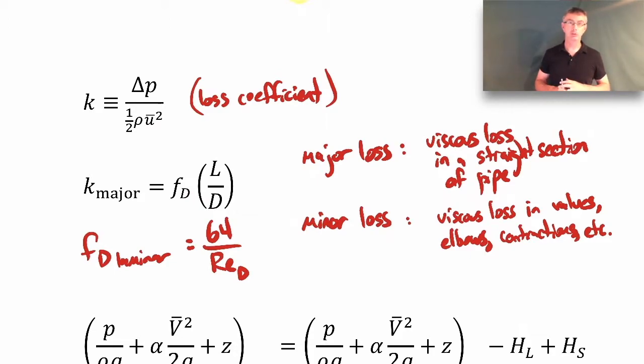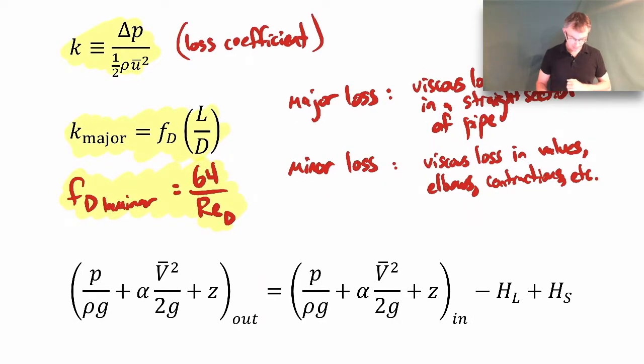But if you're dealing with a turbulent flow, it's actually a different value. We don't have a Navier-Stokes solution for that one. Instead, there's some analysis we can do, but we rely to a large degree on experimental data. Okay, and I'll show you that in just a moment. So it's important to remember what the loss coefficient is, and that the major loss is just friction factor times L over D, and that specifically for a laminar flow, the friction factor is 64 over the Reynolds number. So I'll tell you in just a moment how we deal with minor losses and how we deal with the turbulent major loss.